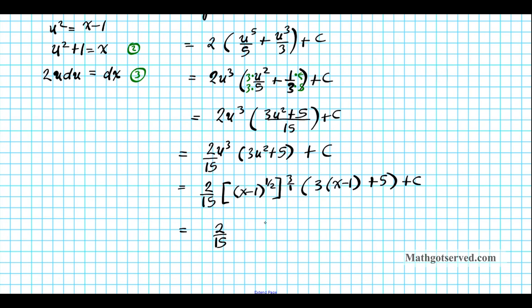Now, we can write this as 3 over 1. So using the power property of exponents, you simply multiply the powers: (x minus 1) to the 3 over 2. And then here, distribute the 3 to the x and the 1. So you have 3x minus 3 plus 5. So that yields 3x plus 2, plus c. And there goes your final answer.